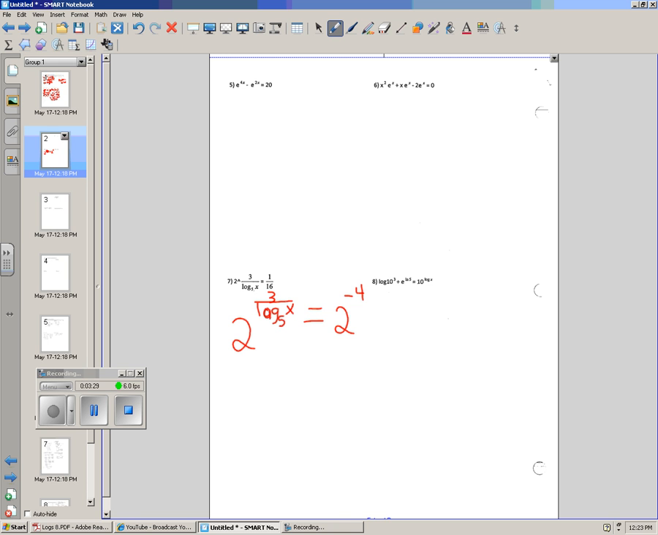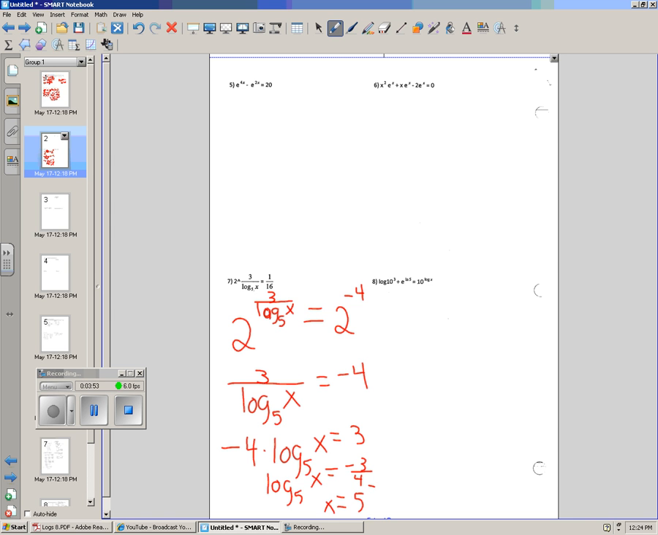If these two sides are equal, the exponents must be equal. So we have 3 over log base 5 of x equals negative 4. Now to solve, we're going to cross multiply. Negative 4 times log base 5 of x equals 3. So then log base 5 of x equals negative 3/4. So x is 5 to the negative 3/4.